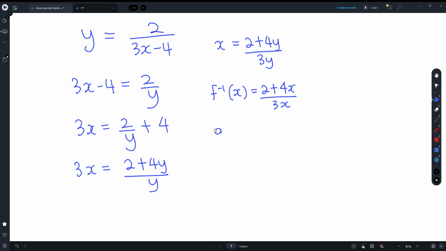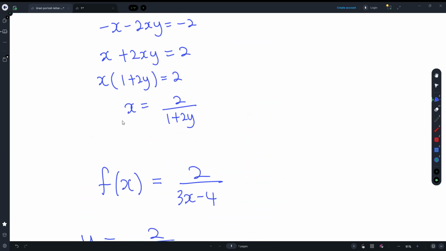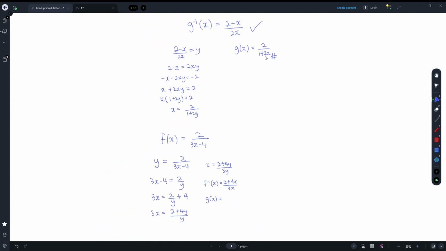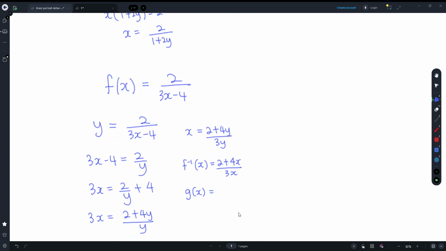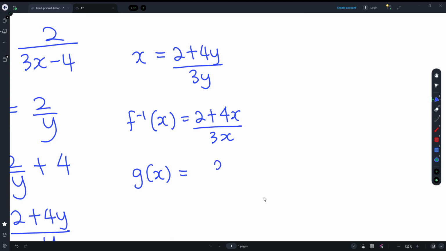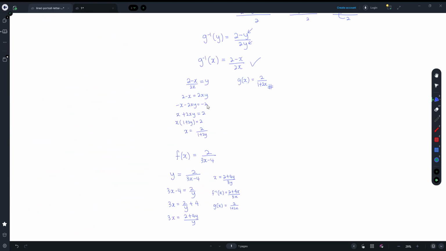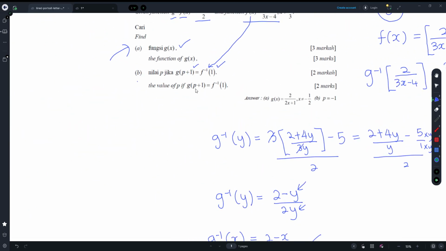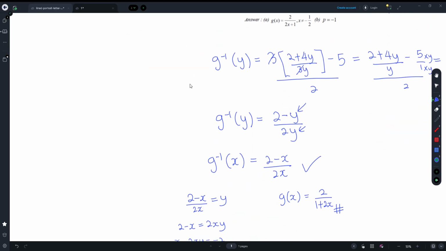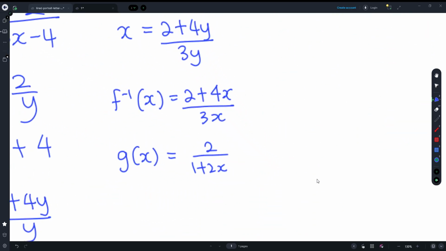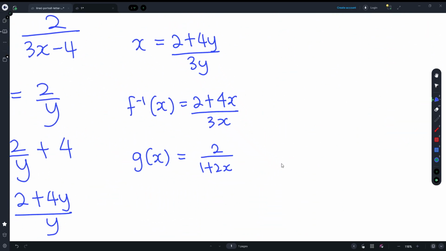So what happened? My f inverse of x will be 2 plus 4x over 3x. Okay, and my g inverse of x, we just found out, is equivalent to 2 over 1 plus 2x. So now we're going to follow the statement of the question. The statement of the question says that g inverse of P plus 1 is f inverse of 1. So let us find g inverse of P plus 1, which is equal to f inverse of 1.